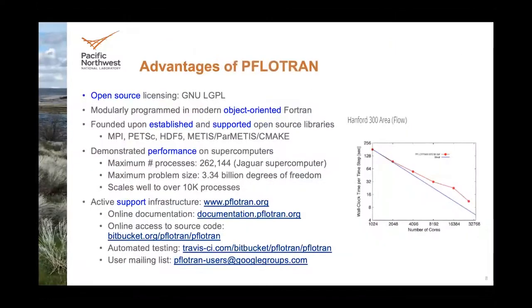So we've seen PFLOTRAN can do a lot of things. So why do we choose PFLOTRAN? There are at least a few advantages. First of all, it's open source. And most important, it has demonstrated performance on supercomputers. The plot on the right shows the scalability of PFLOTRAN. As we can see, the computation time decreases almost linearly with the increase of the number of cores.